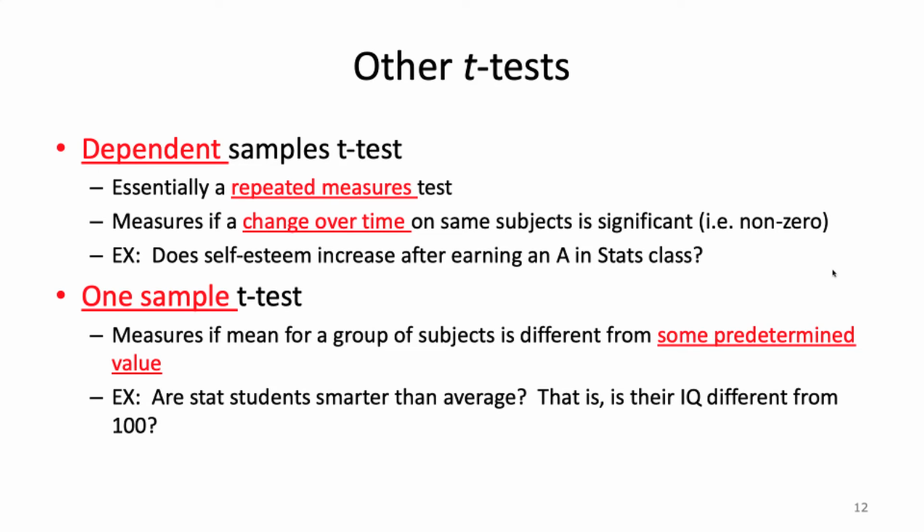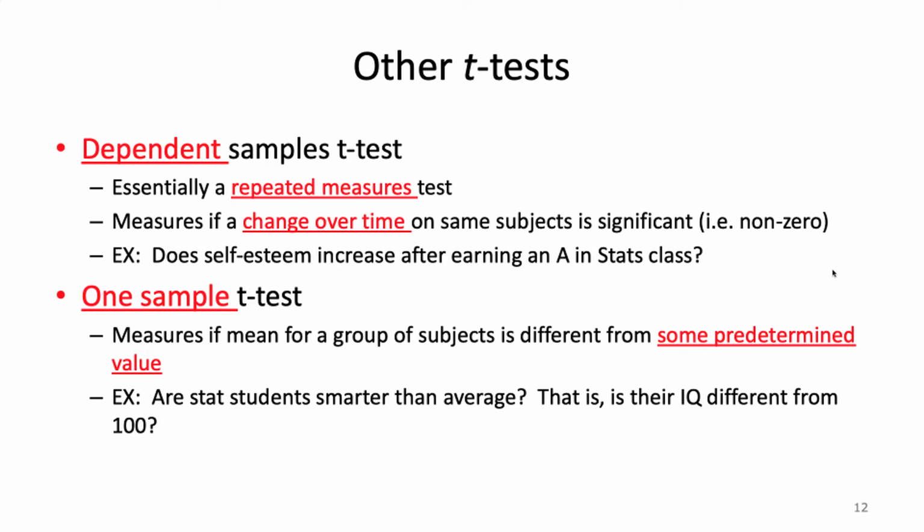We also have a one sample t-test. So this measures if the mean of a group of subjects is simply different from some predetermined value. So for example, are stat students smarter than average? That is, their IQ different from 100? We can plug into the formula 100 and determine whether or not the sample mean of the observed subjects is different from that.